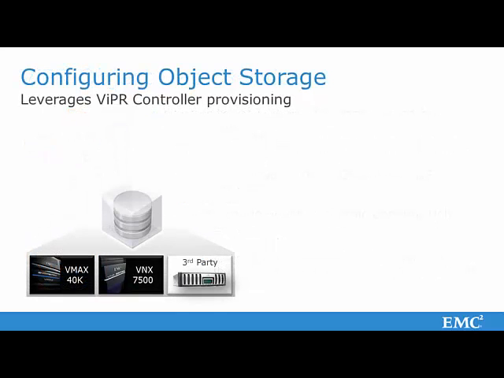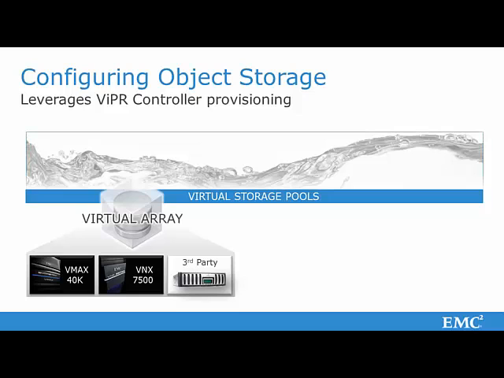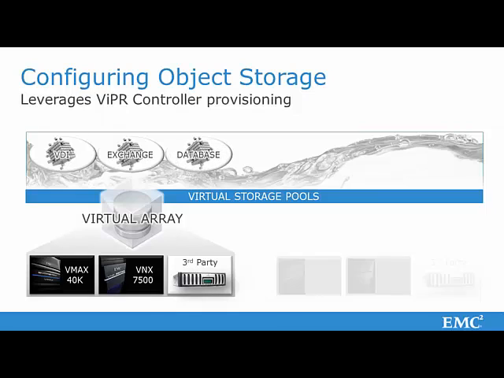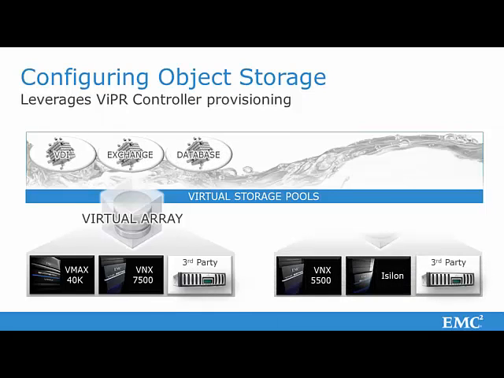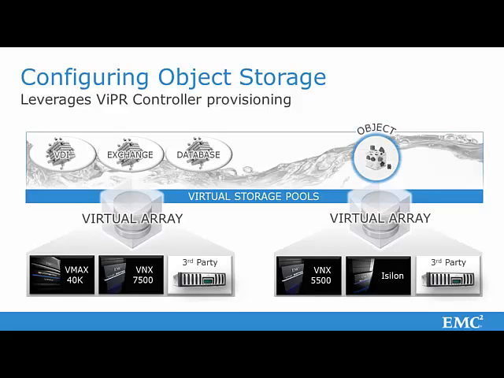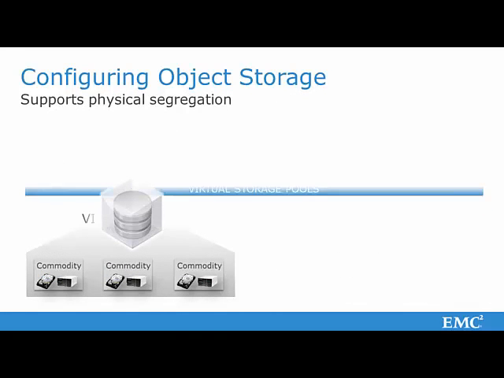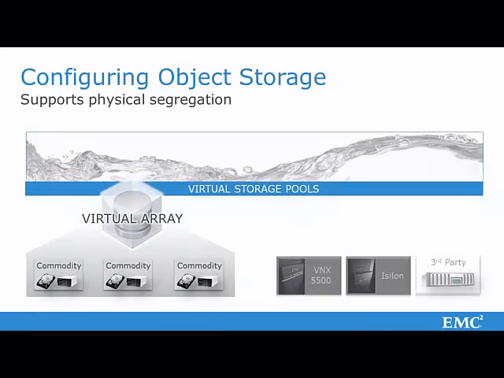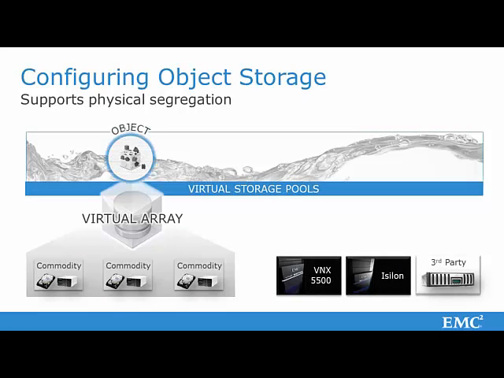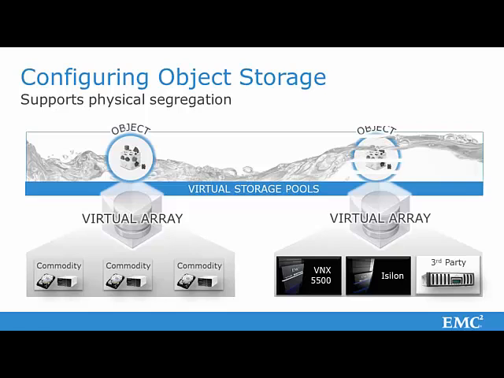The Viper Object Data Service uses the same configuration and provisioning access provided by the Viper controller. A storage admin defines a virtual storage array and configures virtual storage pools. The Object Data Service supports physical segmentation of the objects. An object virtual storage pool can write to multiple physically separate arrays. In the example shown here, one pool is writing to one virtual storage array that is writing to multiple commodity arrays. The other virtual object storage pool is writing to a different virtual array and is writing to three distinct physical file arrays.